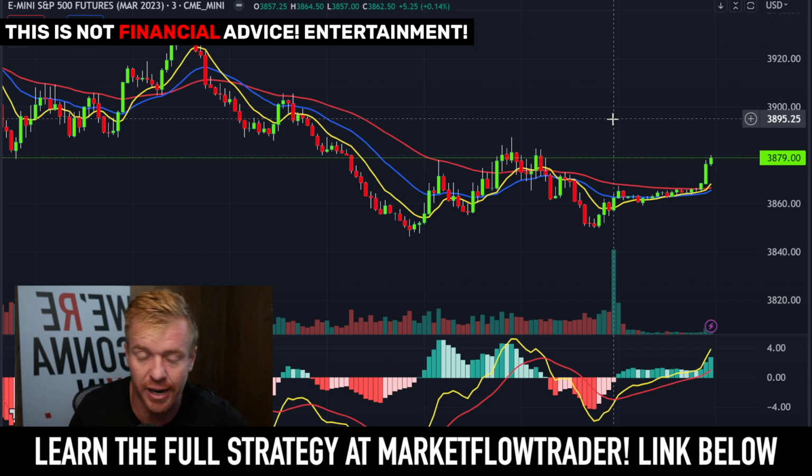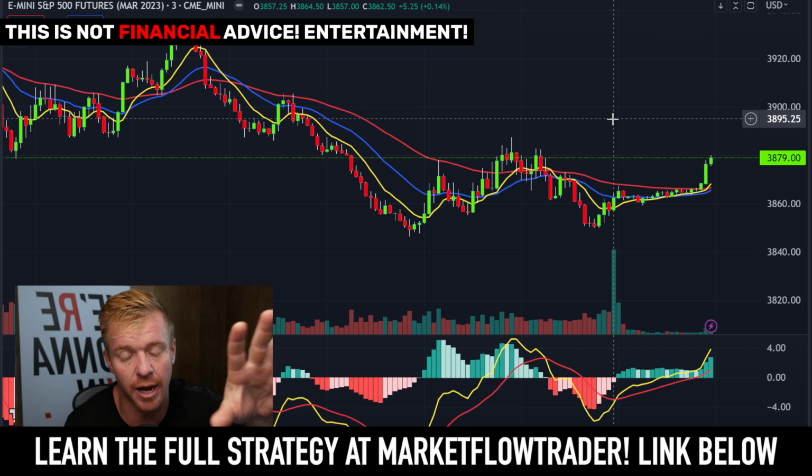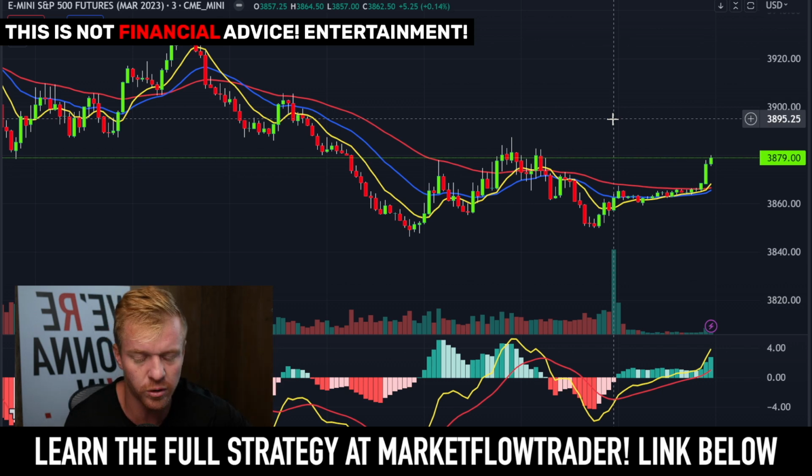This is the chart that we talk about pretty much all the time here on the channel. This is the chart, the indicators, everything that we talk about in the Market Flow Trader course for trading futures. Very simple, but also there's a lot of stuff going on. You got 3 different EMAs. You got the MACD down below. There's a strategy behind this.